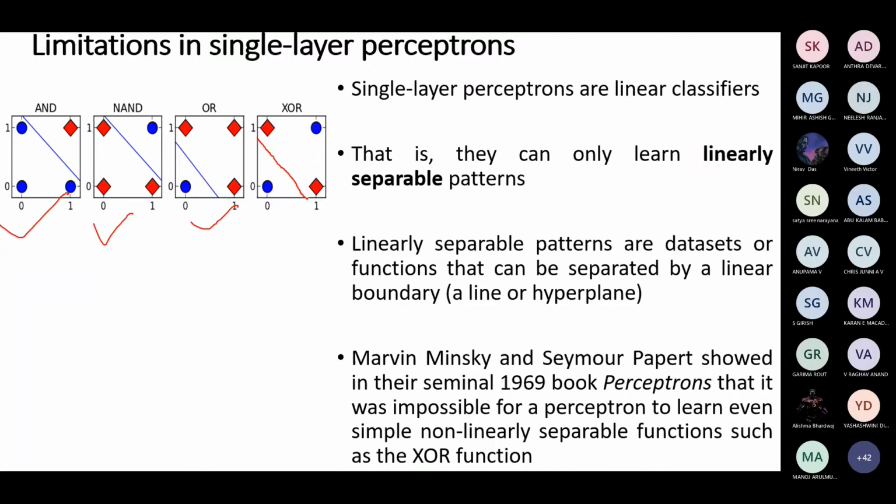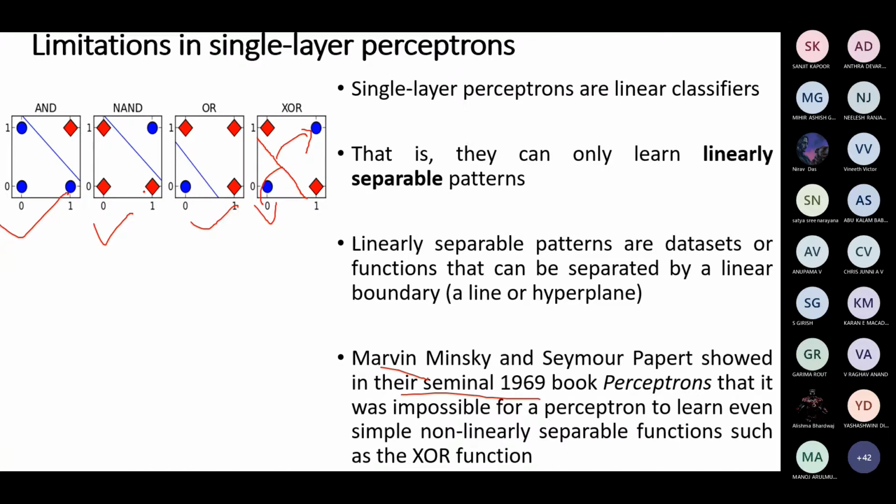Who? The single layer perceptron. Linearly separable patterns are the data sets which can be separated by a linear boundary, something like this. Can you see? For XOR you cannot classify at all anything above this and anything below this. So Marvin showed in his book that it was impossible for a perceptron to learn a simple non-linearly separable function such as XOR. Like for the AND gate and OR gate that we saw, for XOR you cannot do it. It cannot separate, you cannot classify.